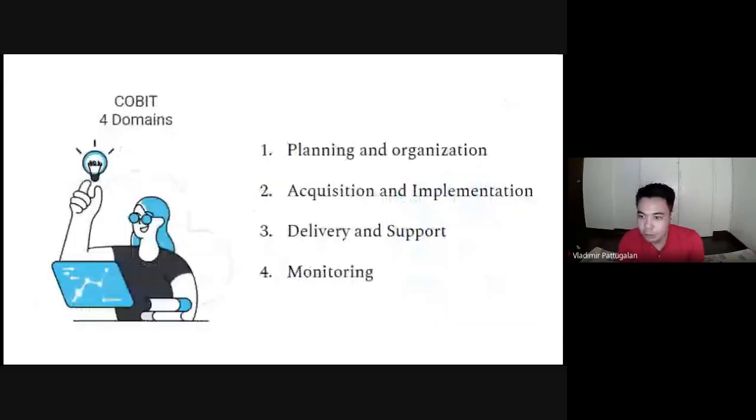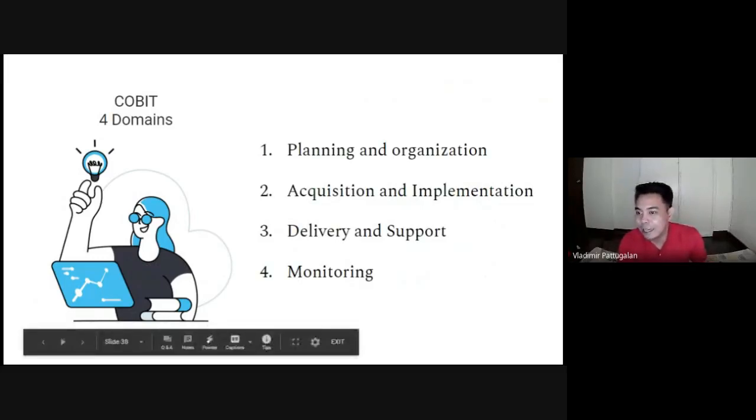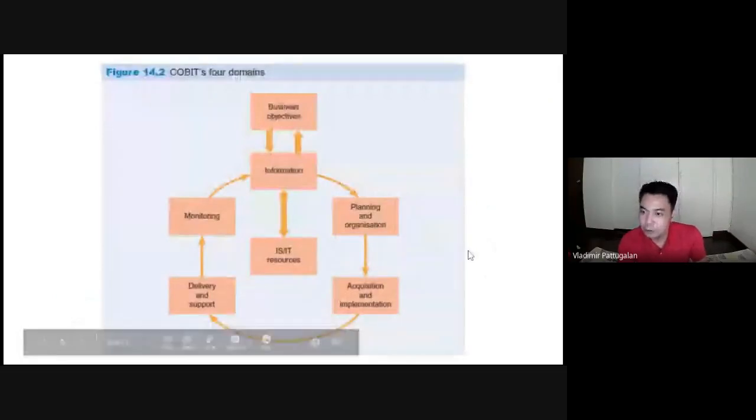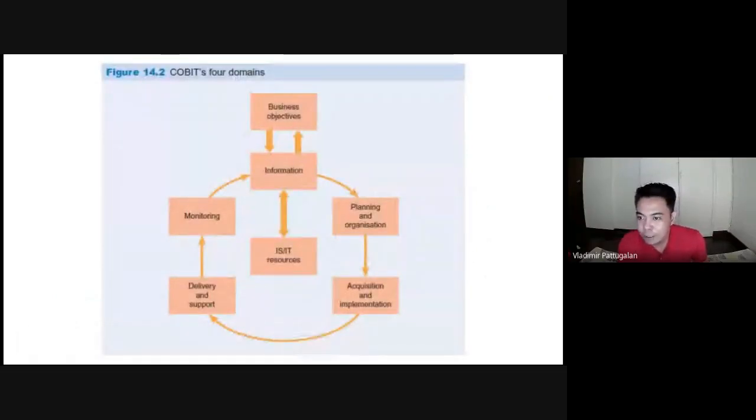And so the next is the COBIT domains. The 4 COBIT domains can be considered as some sort of life cycle model. So the first is planning and organization, acquisition and implementation, delivery and support, and monitoring. So this is the flow chart of it.